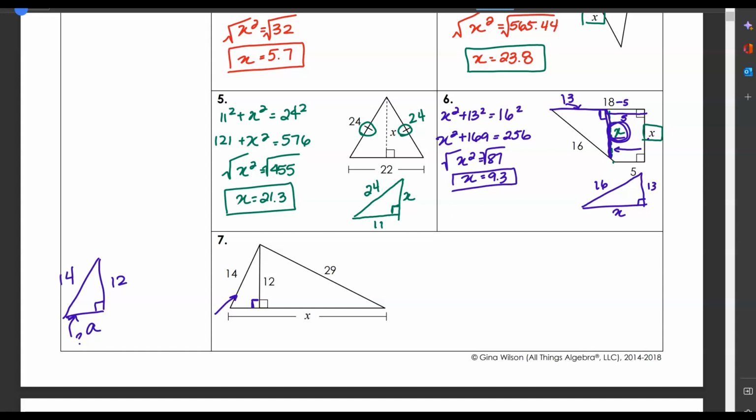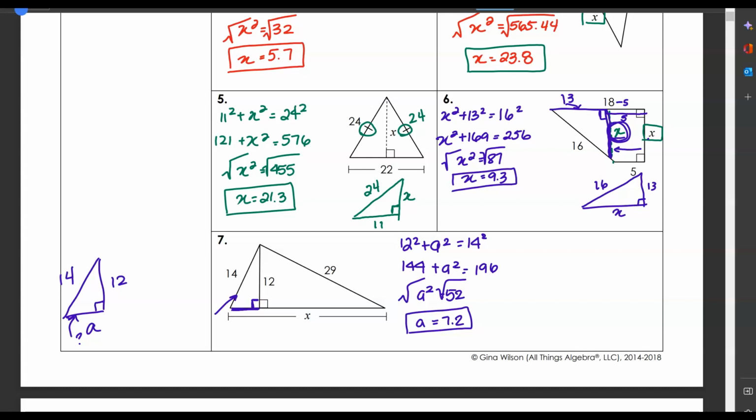So in order to calculate this, I'm going to have 12 squared plus A squared equals 14 squared. So I'm going to have 144 plus A squared is equal to 196. And then we're going to go ahead and subtract 144 from 196. I get A squared is equal to 52. And so I'm going to take the square root of both sides, and we get A is equivalent to 7.2. So that's going to be this value here. So I still haven't found x, right?